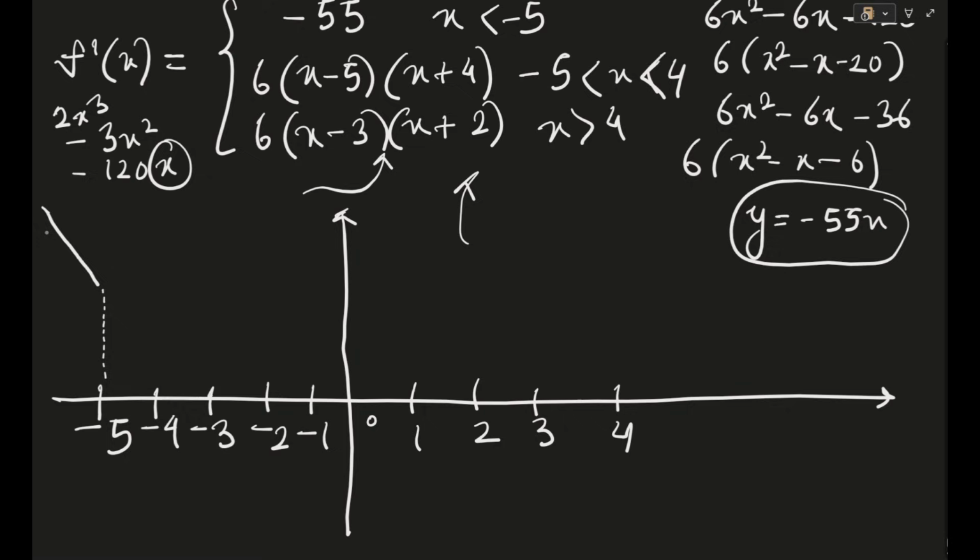Okay, so that's for y equals minus 55x. Next, if we see x minus 5, x plus 4, the critical points are x equal to 5 and minus 4. So basically, if we start moving from minus 5, because this particular curve, the second curve, which is 2x cube minus 3x square minus 120x, was bounded between minus 5 to 4.